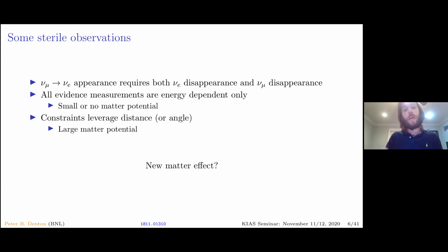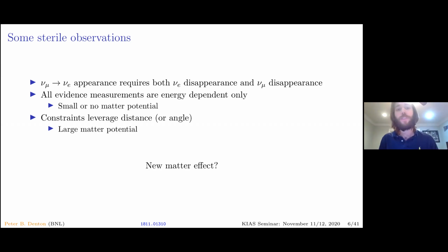Now, I should say that experiments like NEOS and DANSS, these short baseline 10-meter experiments where you would see one or more full oscillation wavelengths, are pretty hard to fake. That said, the significance of those is now under 2 sigma. So they're saying basically nothing.